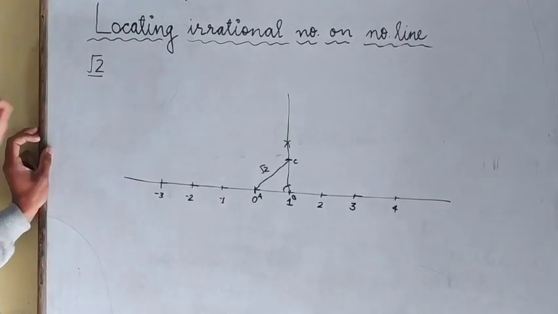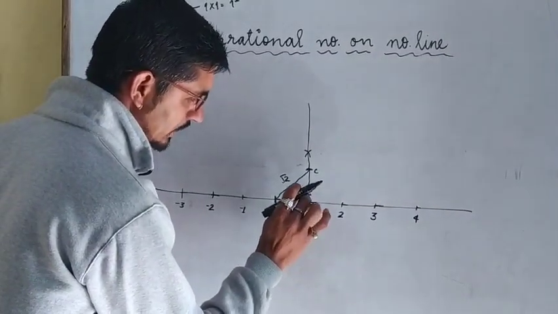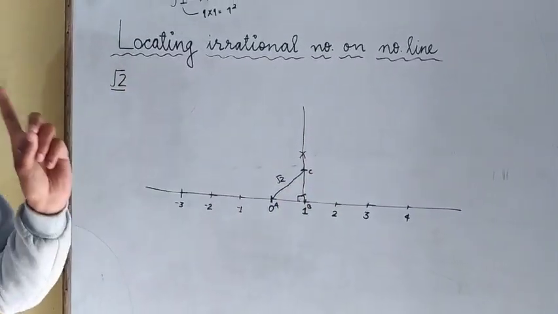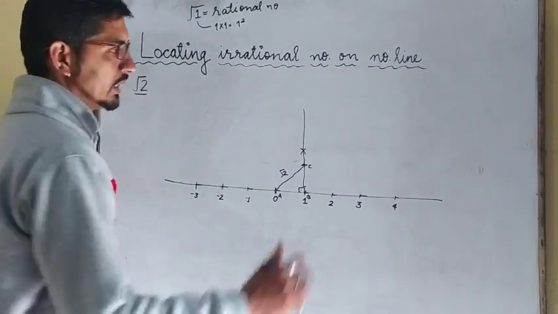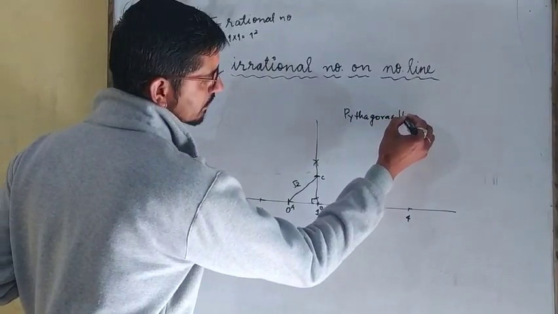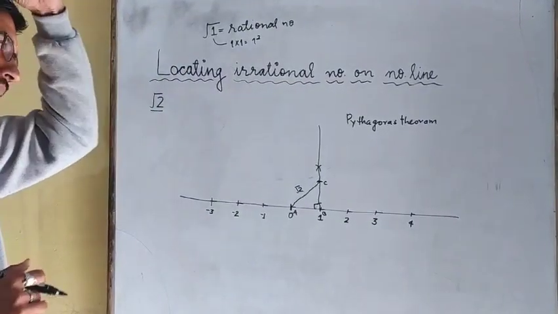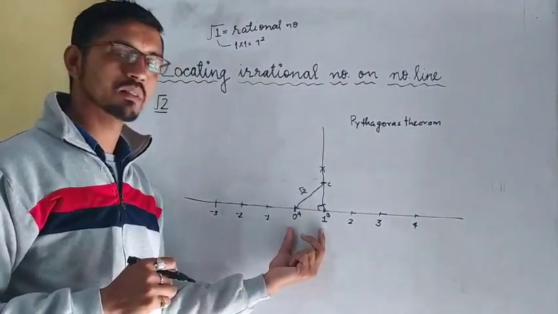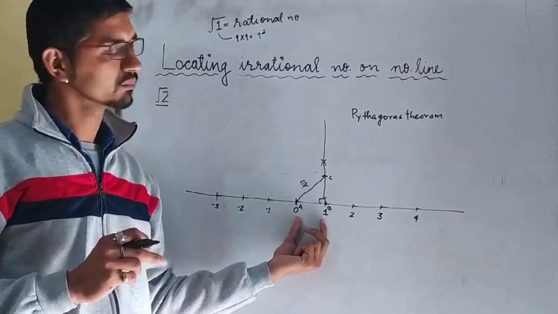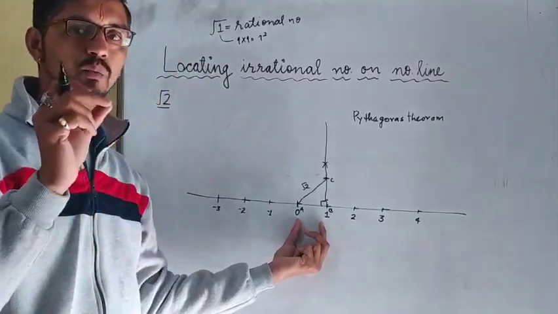Now I am just proving how it is root 2. Now as you get a right angled triangle, ABC is a right angled triangle. The first thing that appeared in your mind, in everybody's mind, is the Pythagoras theorem. We apply the Pythagoras theorem where a right angled triangle is there. So when we apply the Pythagoras theorem to it, what will be there?